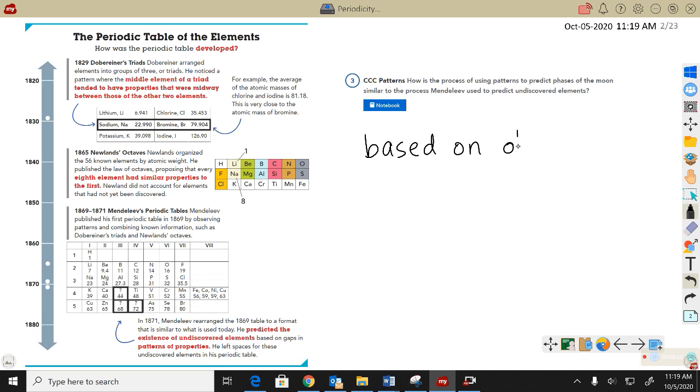on observations. People making careful observations, plotting that data, and then looking for patterns. So we're making observations based on the properties of the elements, or making observations based on the changing phases of the moon, and then being able to predict how that changes over time. Here, being able to predict what the next elements should be.